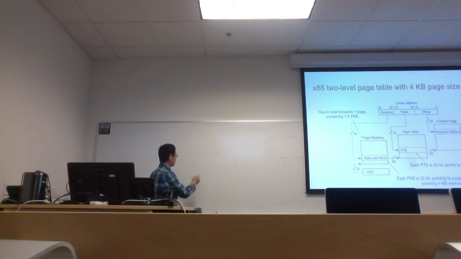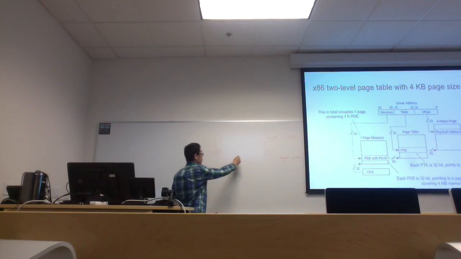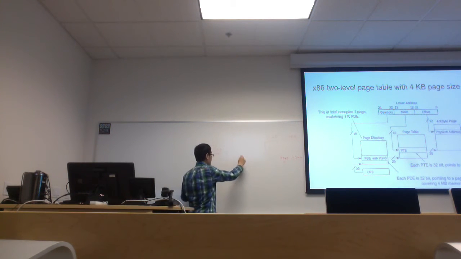For example, if I only use 8 megabytes or 10 megabytes of memory, there are only 3 entries in my page directory that are valid. It says, okay, this part has memory mapped. All the other parts are missing. And what I need is only 4 sets of 1K page tables.